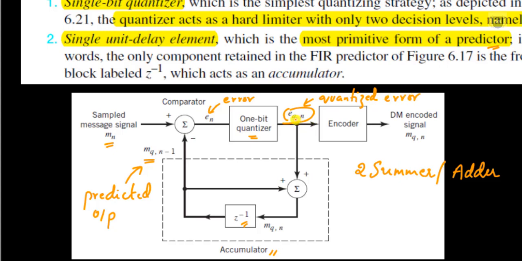And in fact this EQN will be made to pass through this single unit delay element, and in turn will be fed back as our predicted output. So for the new sampled value, we'll subtract it with the previous predicted output or previous quantized error output. And finally, we'll be passing this quantized error output through an encoder in order to get the delta modulated encoded signal. So this is about the transmitter stage.